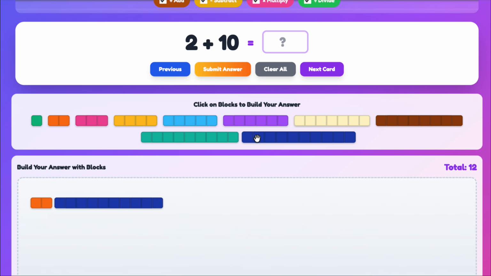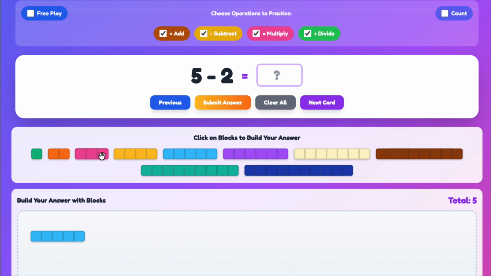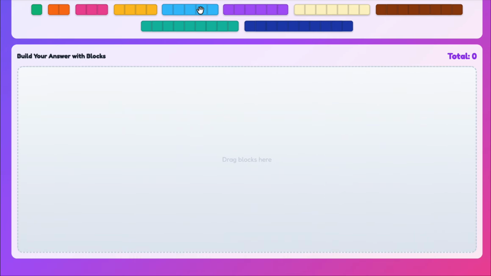2 plus 10. You can see that's 12. If you wanted, you could move it around and still see that that's 12. Let's go to the next card. 5 take away 2. You can see that the difference is 3. And now 5 times 5, so we're counting by 5s 5 times.